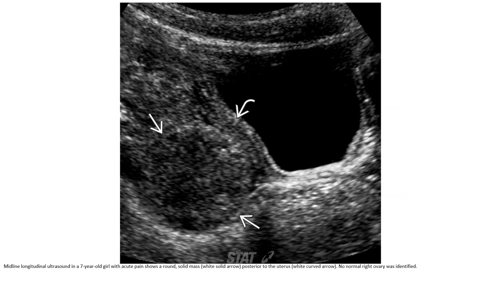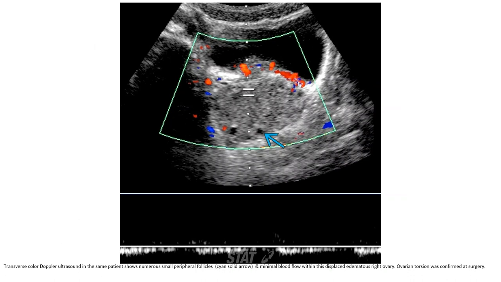Ultrasound in a 7-year-old girl with acute pain shows a solid mass posterior to the uterus. No normal right ovary was identified. Color Doppler ultrasound in the same patient showed a number of small peripheral follicles and minimal blood flow within this displaced, edematous right ovary. Ovarian torsion was confirmed by surgery.